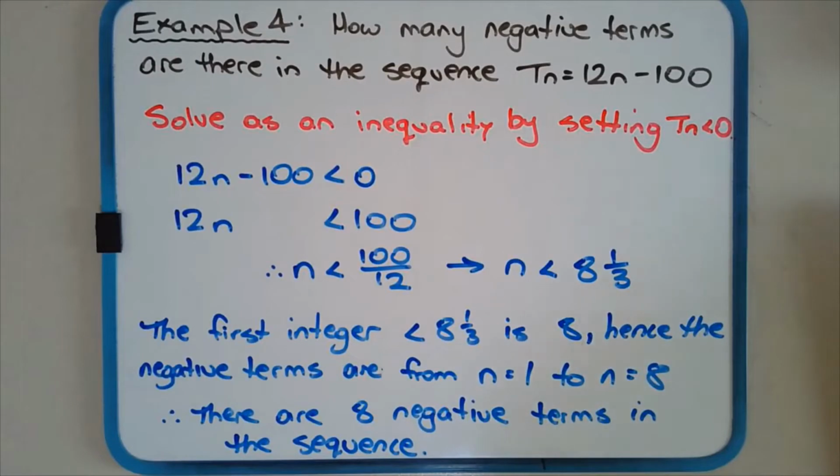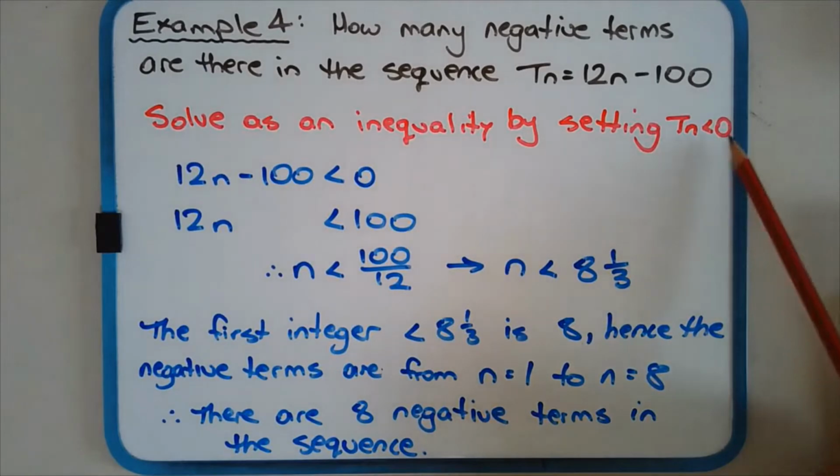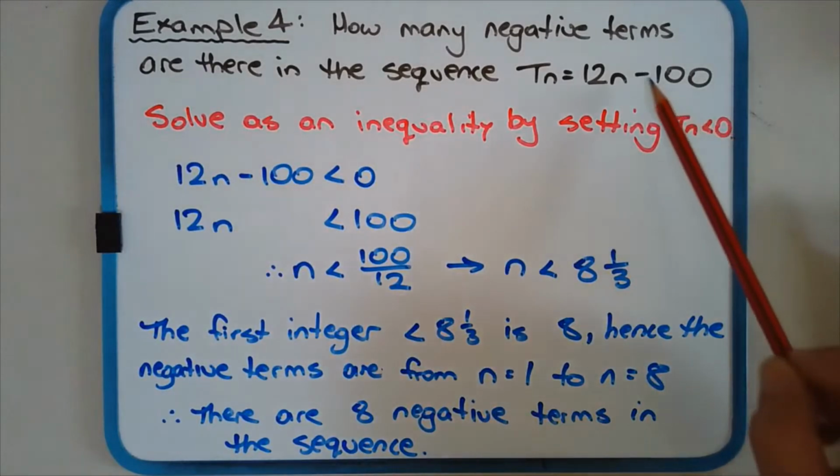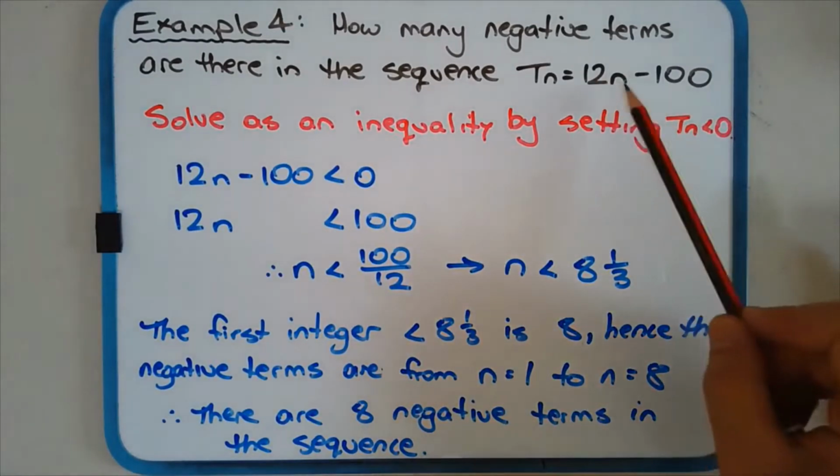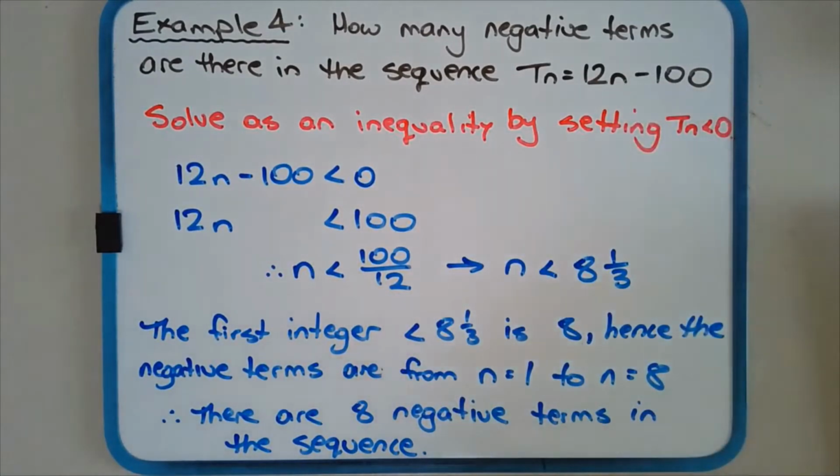Example 4. How many negative terms are there in the sequence Tn equals 12n minus 100? The strategy here is to solve this as an inequality by setting Tn less than 0. So we're interested in the values of n that represent the position of the terms we're interested in, such that 12n minus 100 is less than 0.